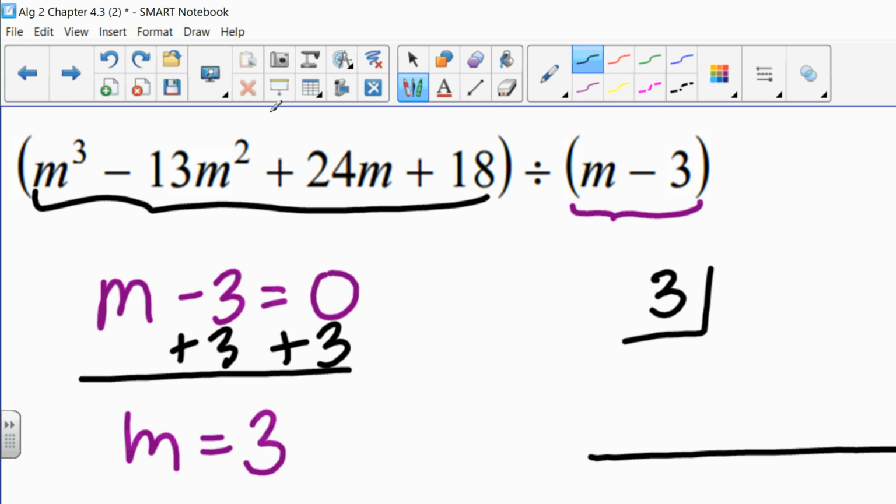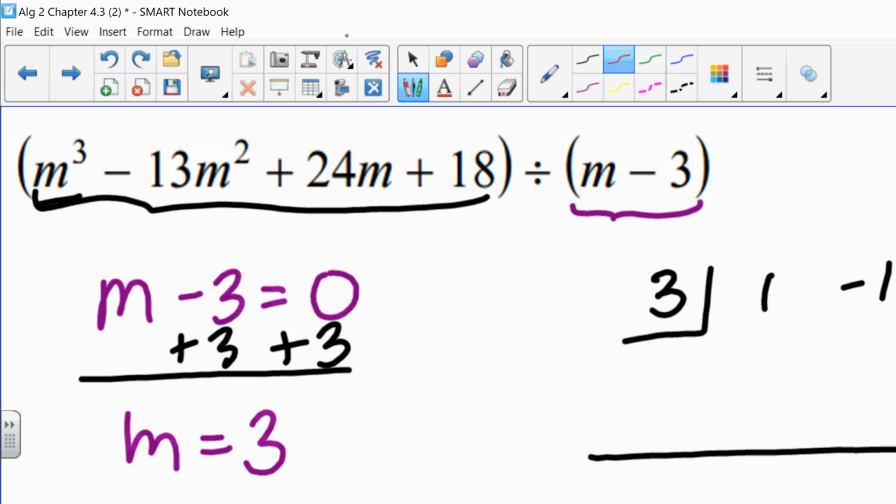Now here, the first variable that we have is m cubed, and the number in front of m cubed is 1. The next numbers are negative 13, 24, and 18. Now for this problem here, we don't have any variables that are missing because we do have m cubed, we have the m squared, we have m, and our constant term. Any questions on this so far?